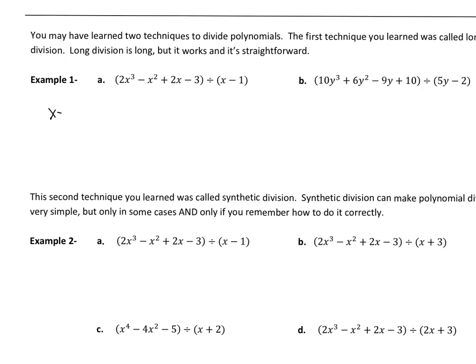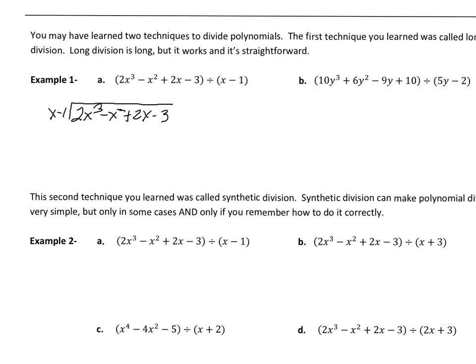write this up here the best I can, which isn't very good. So 2x cubed minus x squared plus 2x minus 3. Now when we're doing long division and dividing polynomials, we always look at the first term in each polynomial. That's what we have to get to match up.